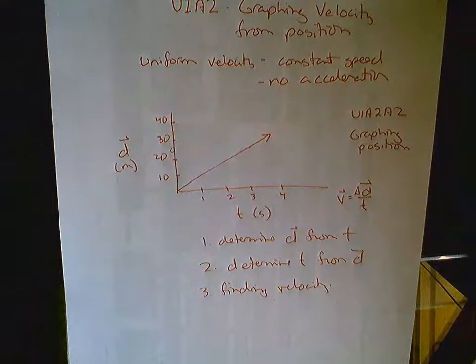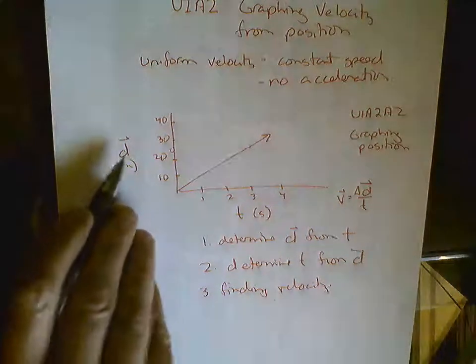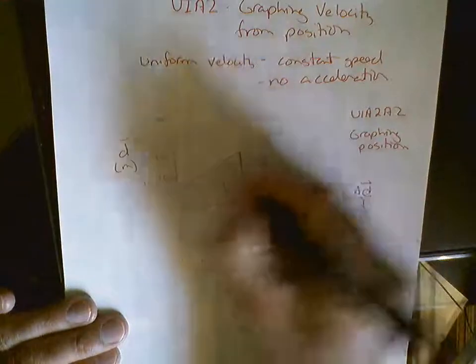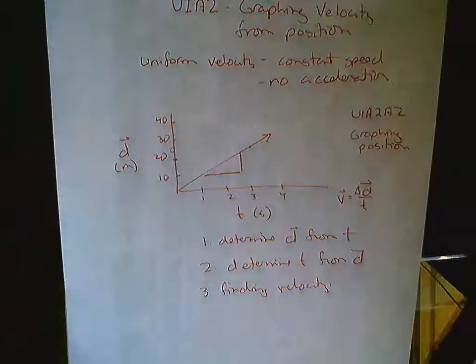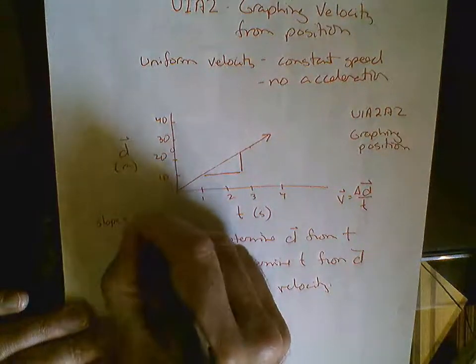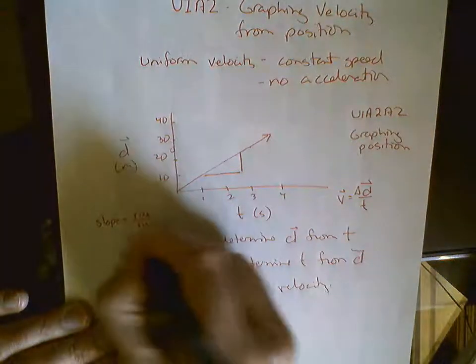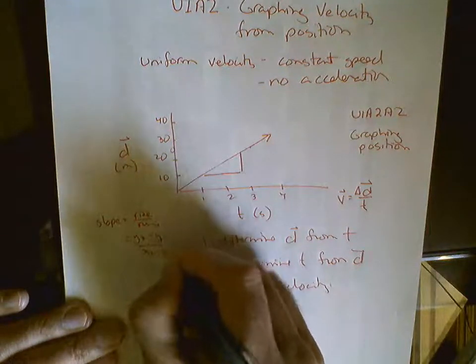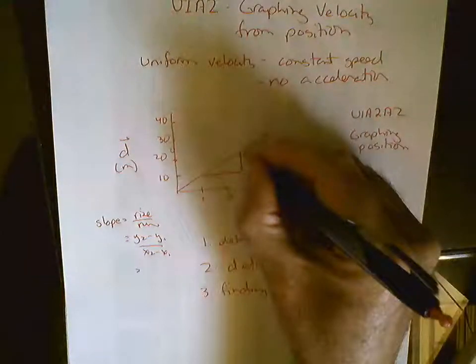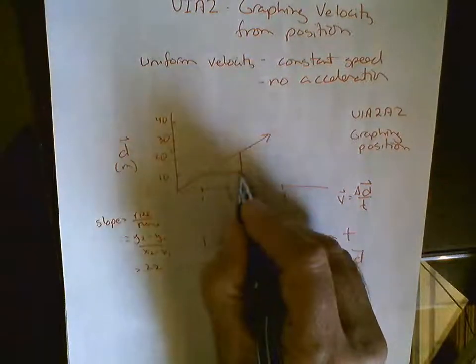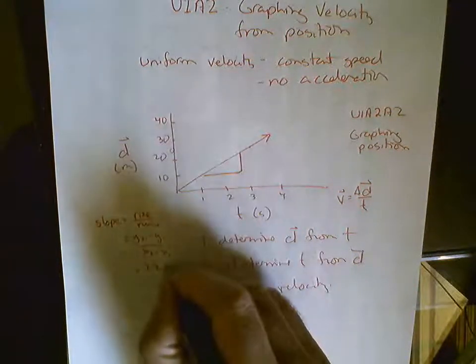Now, to find velocity off of a position time graph, and once again, if you look at it, position over time is velocity, so that's what you're doing. You would draw a triangle on the graph and you would take the slope. So, slope equals rise over run, which equals y2 minus y1 over x2 minus x1. So y2 would be about 22, y1 would be about 11.